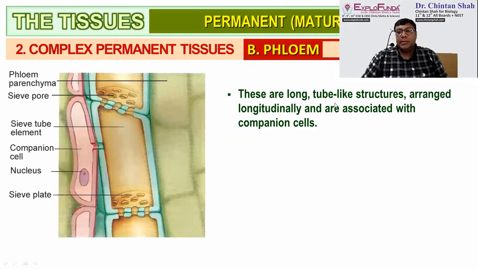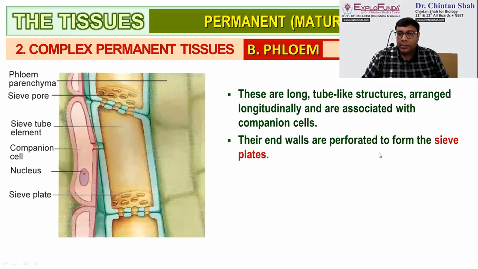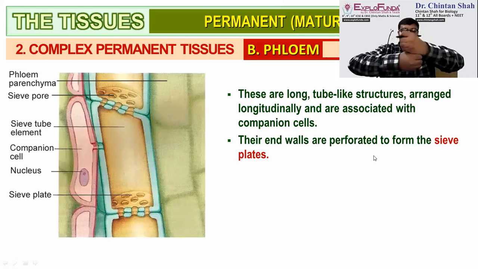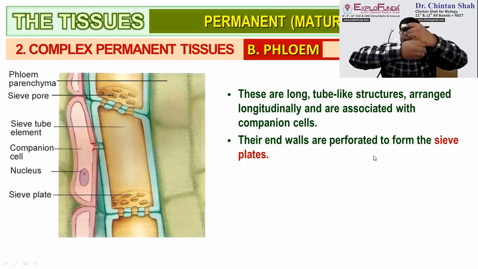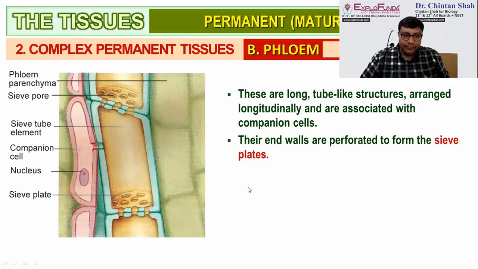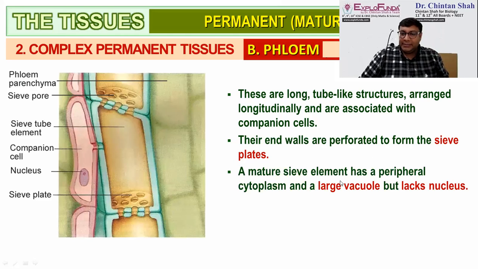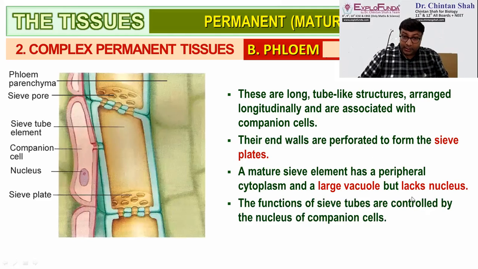These are long tube-like structures arranged longitudinally and associated with the companion cell. Their end walls are perforated to give rise to a sieve plate. A mature sieve element has a peripheral cytoplasm and a large vacuole, but it lacks a nucleus. Who will have a nucleus? That is the companion cell. The functions of a sieve tube are controlled by the nucleus of the companion cell.